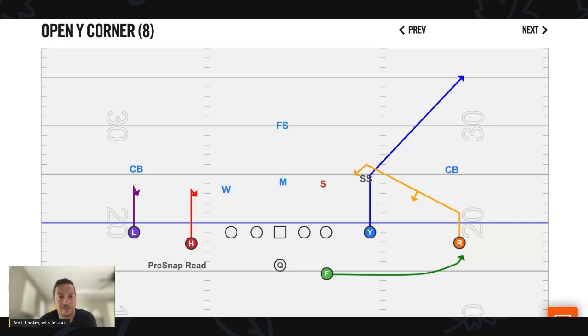This cornerback is over 5 yards back. There's a single high safety. This cornerback is over 5 yards back, and we have 4 linebackers. So we actually go through this process with the quarterbacks in practice. What potential defense are they in?